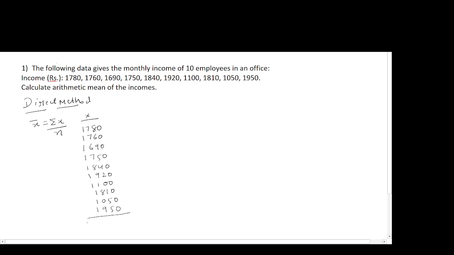Now from the formula we need summation x. Summation x is nothing but add all the values of x. So 1780 plus 1760 plus 1690 plus 1750 plus 1840 plus 1920 plus 1100 plus 1810 plus 1050 plus 1950. So the total comes up to 16,650. So this is my summation x value. The total of all the x values gives you summation x, that is 16,650.